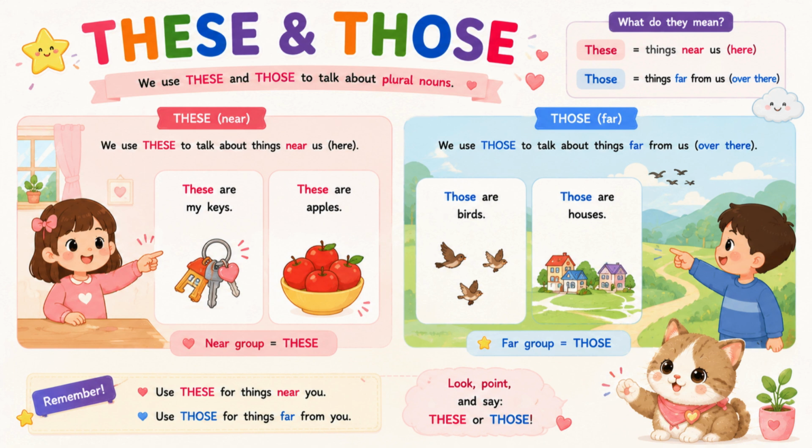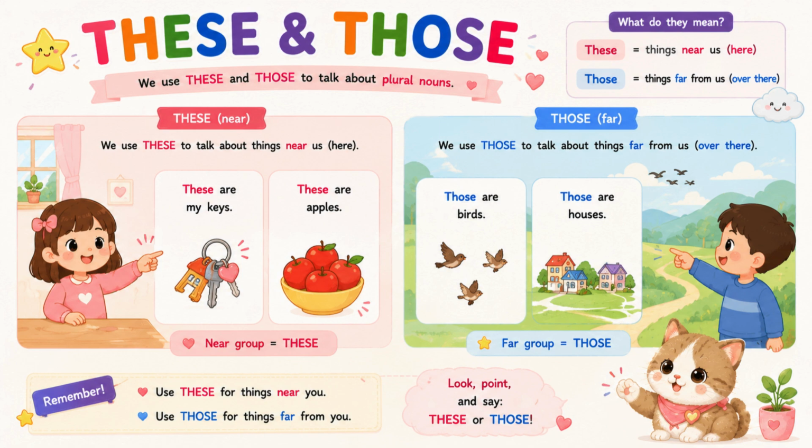Now let's look at those. We use those to talk about things far from us. For examples, those are birds, those are houses. Remember, if we are talking about near group, use these. If we are talking about far group, use those. To summarize, use these for things near you, and use those for things far from you.